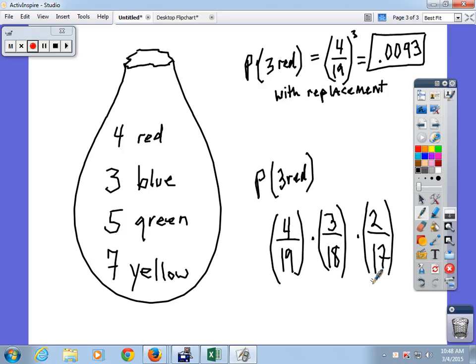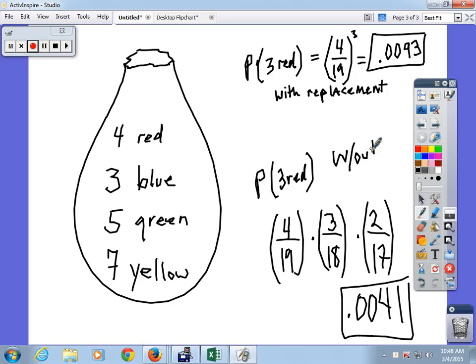0.0041. Is there a difference? Yes. Why? Because we're talking about single digits. Now, if you're talking about triple digits, you're not going to see much of a difference. This is with replacement. This is without replacement.